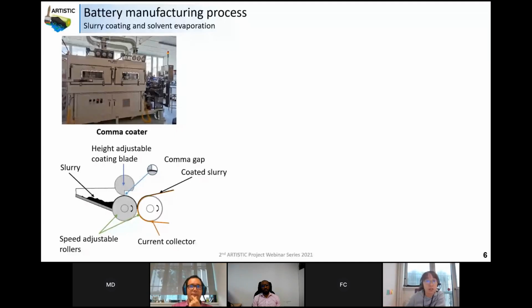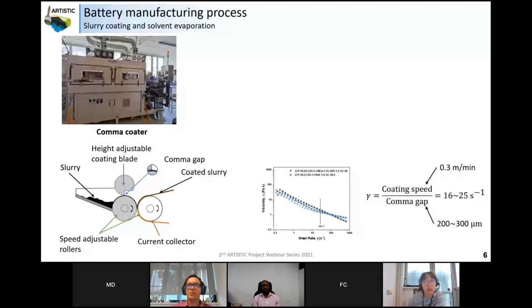The thickness of the electrode can be adjusted by changing the comma gap here, and the gap we often use is 200 to 300 micrometers. The shear rate in the comma gap can be calculated by this formula. When the coating speed is 0.3 meter per minute, the shear rate is about 60 to 25 per second. Proper viscosity is one of the keys for the electrode not to have defects.